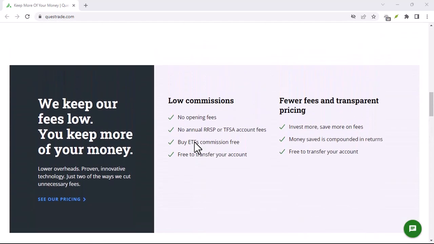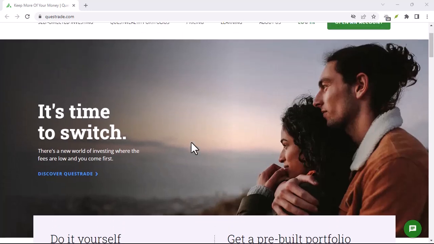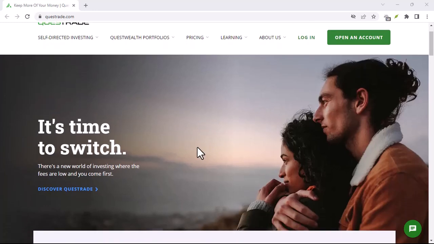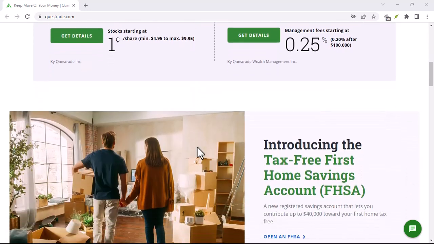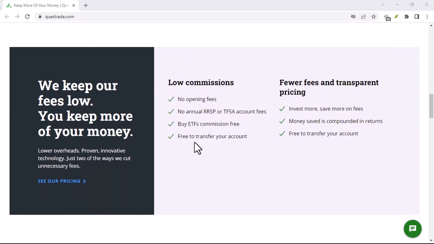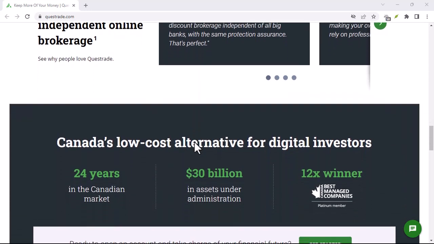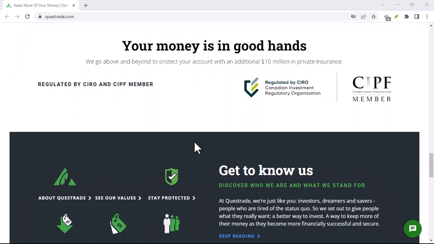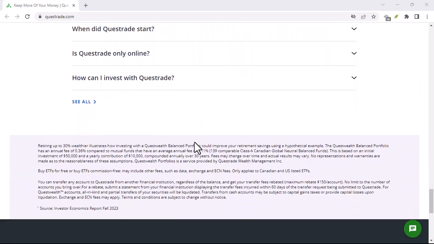Now, let's talk about the non-registered accounts. These accounts don't offer the same tax advantages as registered accounts like RRSPs and TFSAs, but they provide flexibility and can be useful for those who have maxed out their registered account contributions or have specific investment goals. The most common non-registered account is the individual margin account. A margin account allows you to borrow money from Questrade to purchase investments. This can amplify your potential returns, but it also amplifies your potential losses. Margin trading is generally considered riskier and is best suited for experienced investors who understand the risks involved.